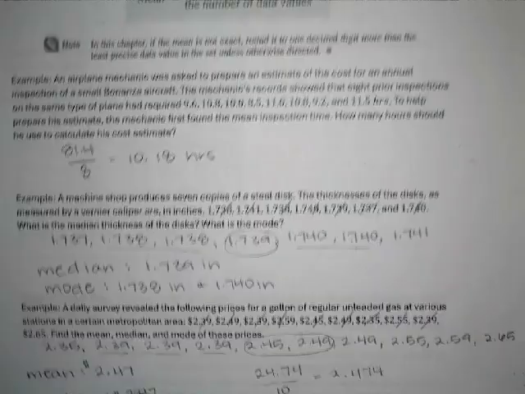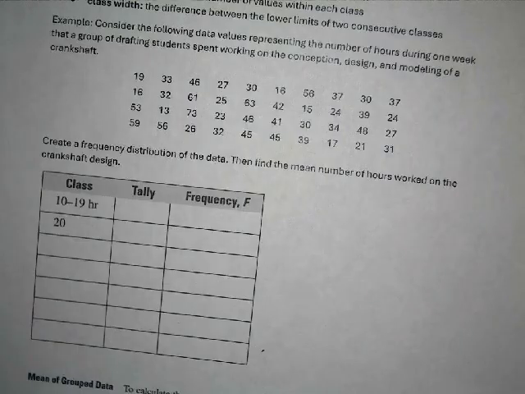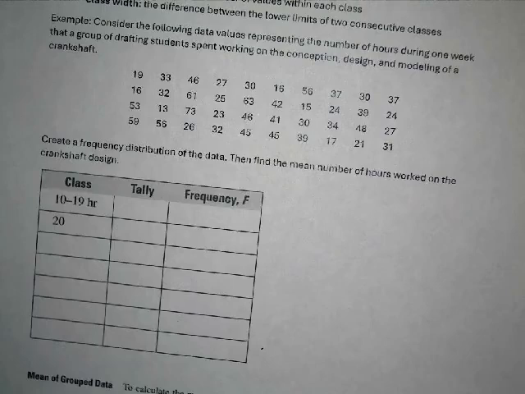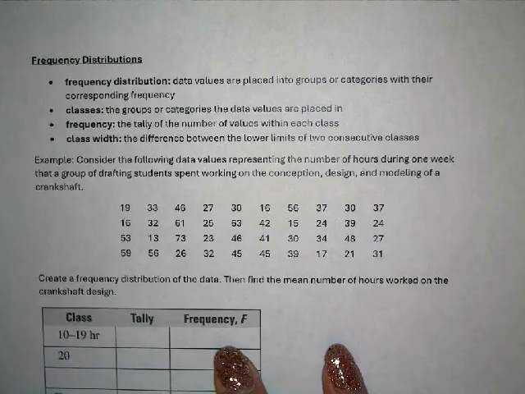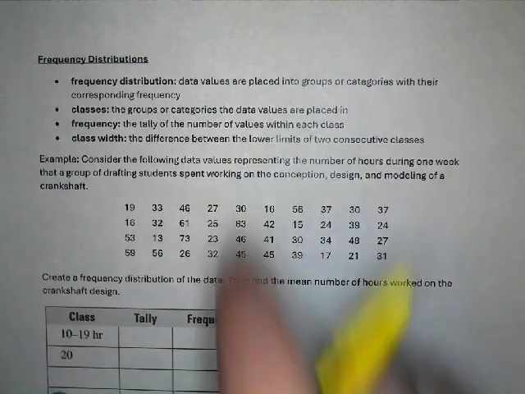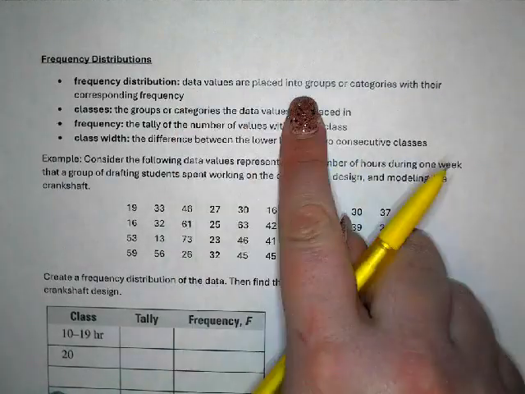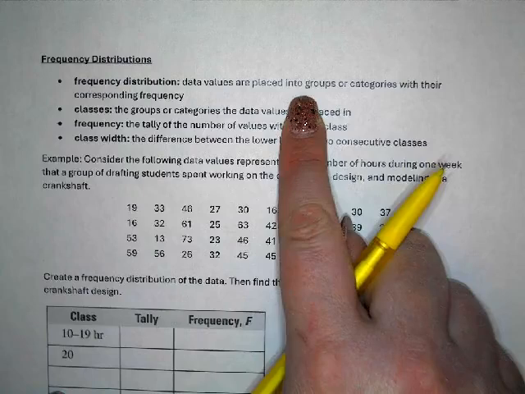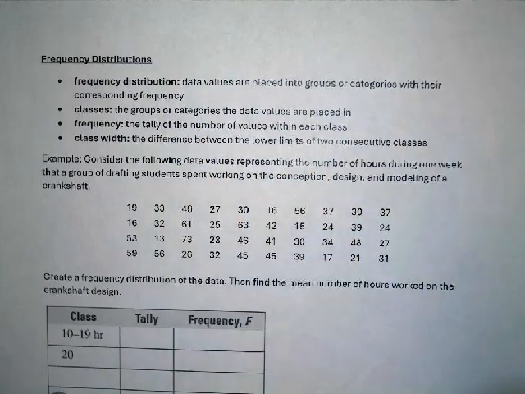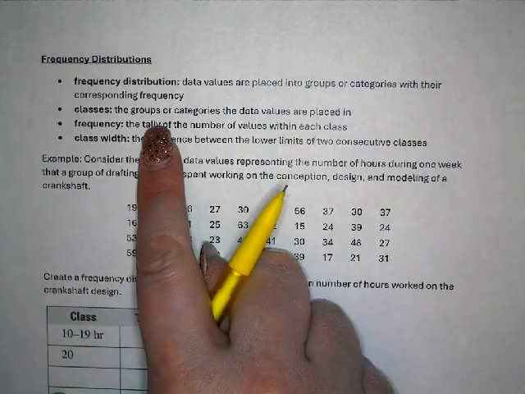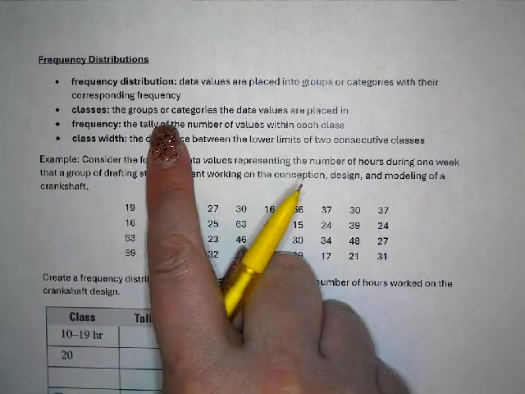All right. Next, we're going to talk about frequency distributions. So a frequency distribution is where data values are placed into groups or categories with their corresponding frequency. So frequency is how often that data value or that group of data values is found within all the data. The classes are the groups or categories the data values are placed in.